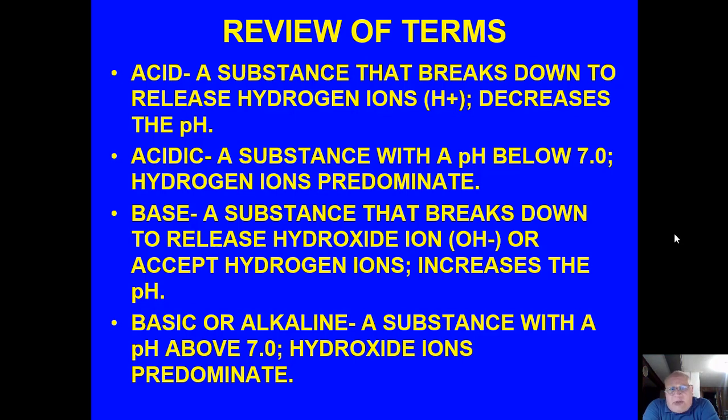For a base, it's a substance that breaks down to release hydroxide ions, as OH minus, or it will accept hydrogen ions. So it's kind of like a sponge that absorbs them. Whatever way it works, it will increase the pH. If I say something is basic or alkaline, it's a substance with a pH above 7.0. Hydroxide ions are going to predominate. By the way, a hydroxide ion is an O and an H. Plus a hydrogen ion, which is an H, you get H2O. That's one way you can neutralize something, where you basically have the hydrogen and the hydroxide come together to form water.